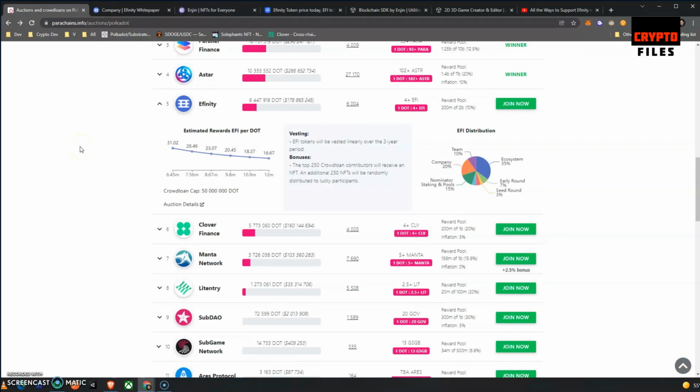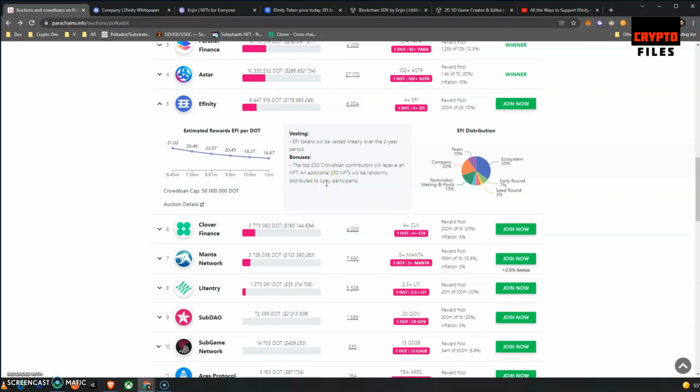Right now, they have a whopping 6.4 million DOT contributed to the crowdloan campaign that they've launched. And this was not quite a shocker, but they managed to flip Clover and Manta Network. Clover was in the lead, Manta Network was beating Efinity, and now Efinity's beating both. Clover has 5.7 million DOT and Manta Network 3.7. So if this plays out the way it looks, and Clover does not receive a good amount of contributions to catch up, on Thursday, Efinity will be the fifth winner for the Parachain auctions.